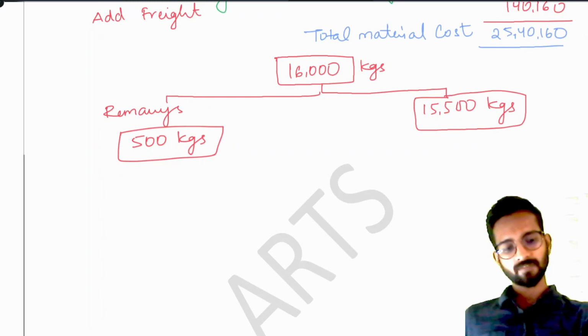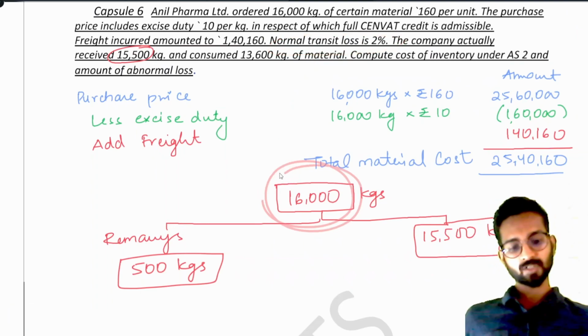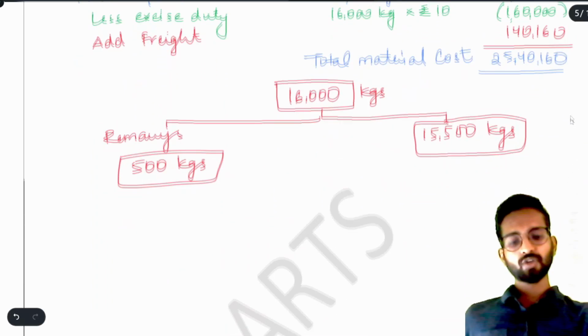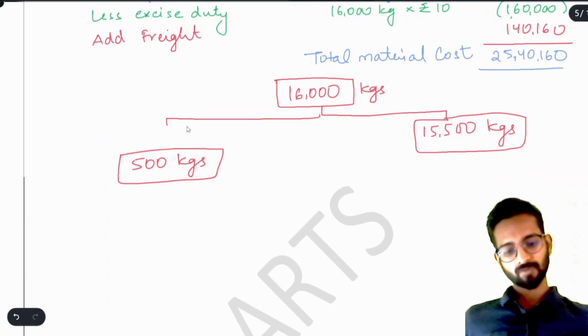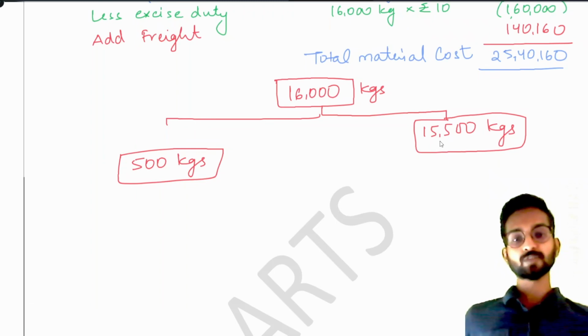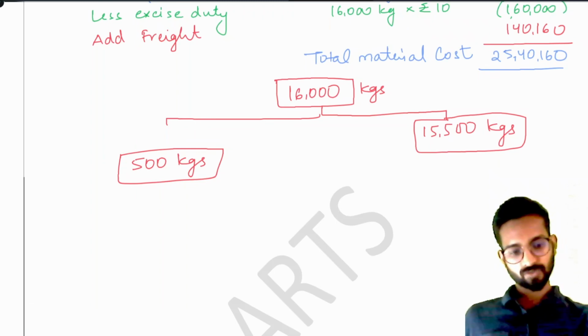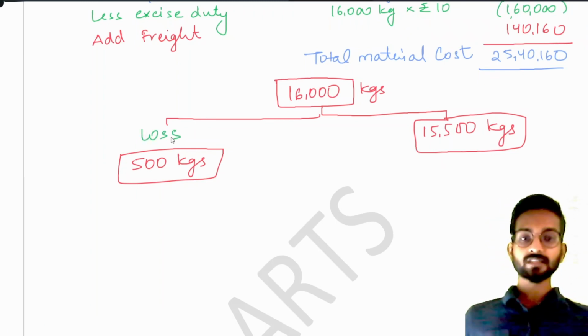Where is this stock? Sir, in the question it is given there is some normal loss. Where is the normal loss? Check. Normal transit loss is 2%. 2% of 16,000. The main units we purchased was 16,000, so they are saying 2% is the loss. Out of 16,000 kilos I ordered, I have received only 15,500. It means in transport we had a loss of 500 kilos. So the loss was 500 kilos, but this is the total loss.